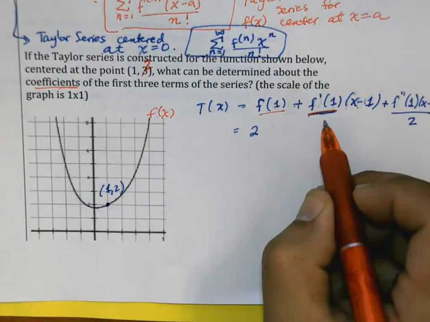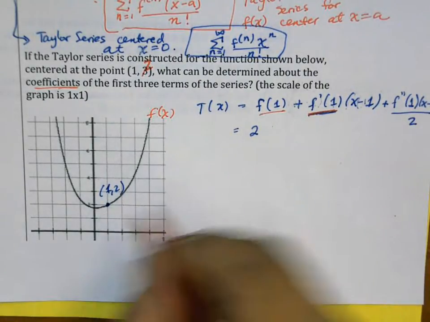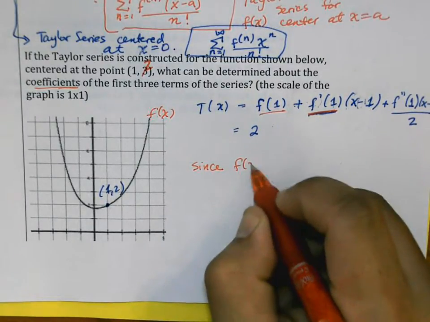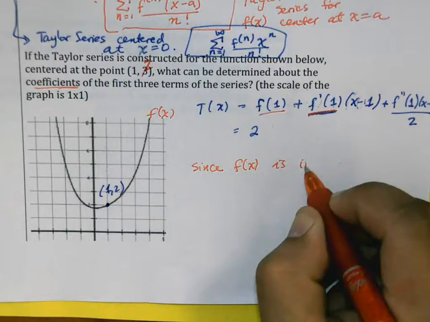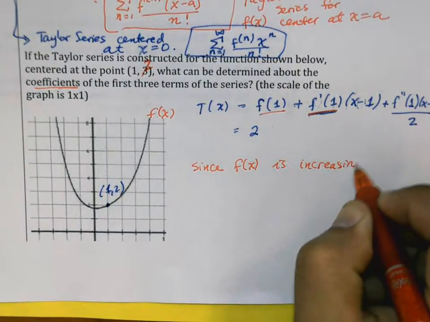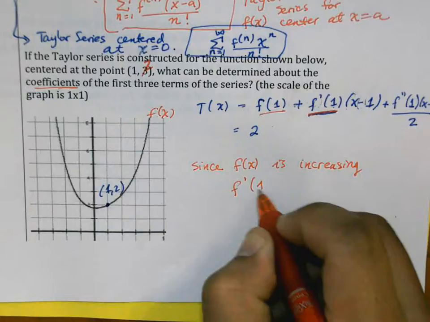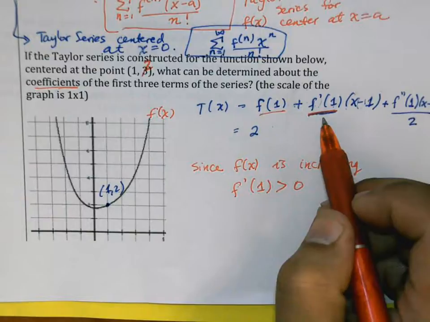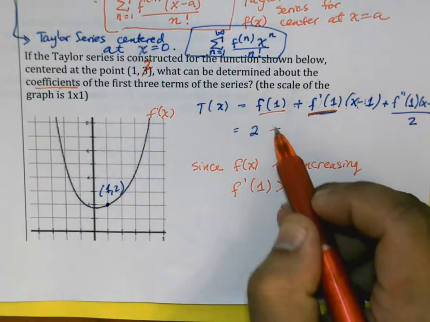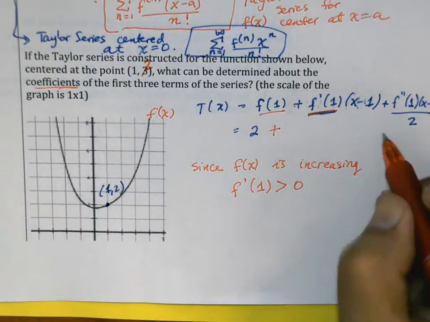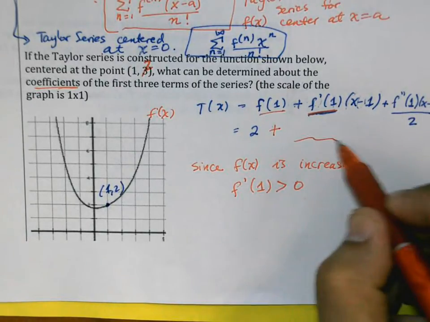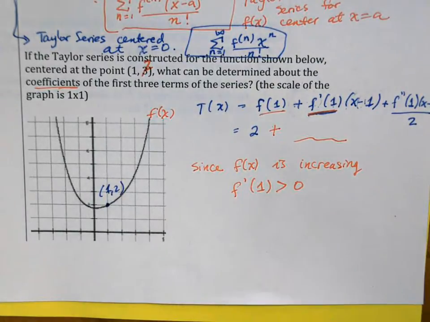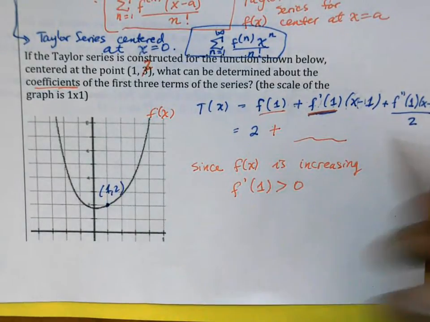Well, what can we infer about this? Well, we can say that, since f of x is increasing, at least from the graph, we know that f prime of 1 must be positive. Okay? So whatever this coefficient is, it must be a positive number. And again, we're not asked to find out what the series is. We're just exploring a little bit to see what is true about these coefficients.